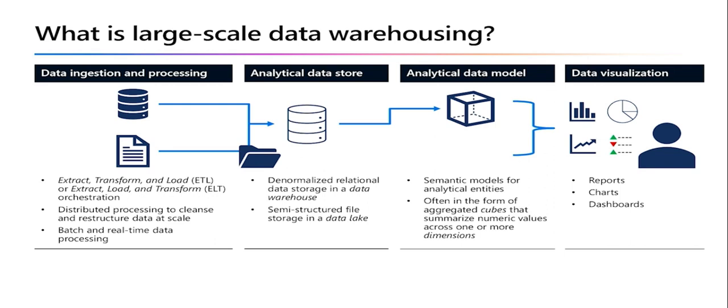Often these data models are described as cubes, which is the third part in the pipeline, in which numeric data values are aggregated across one or more dimensions. For example, to determine the total sales by product and region, the model encapsulates the relationships between data values and dimensional entities to support the drill up and drill down analysis.